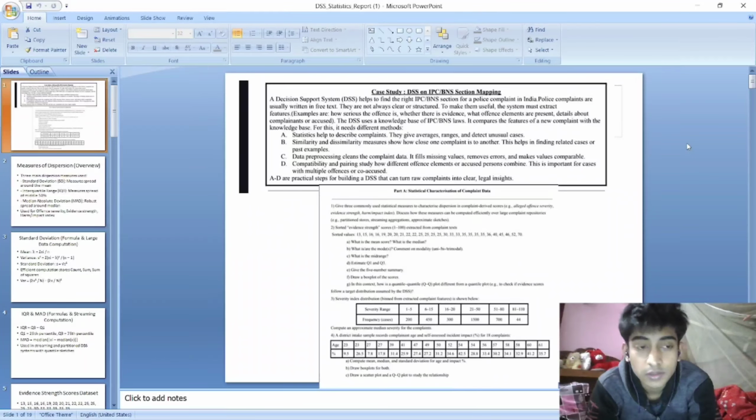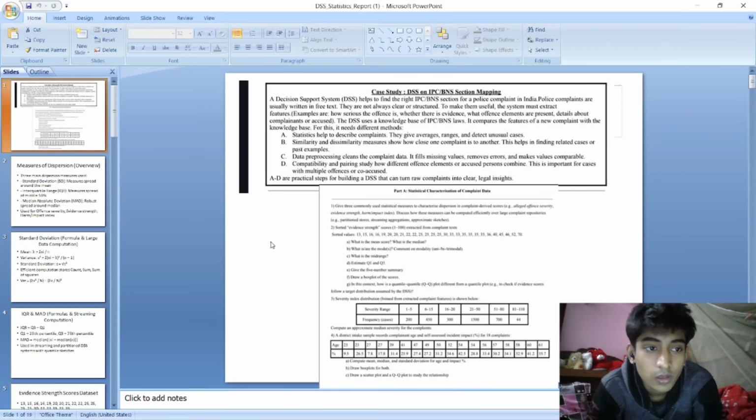Okay, so let's discuss the internal one paper. This is divided into parts where a case study is given based on complaints. We have to classify IPC and BNS section mapping, and Part A consists of statistical characterization of complaint data, right? So we are given different questions, and according to that, we will discuss and analyze them, right?